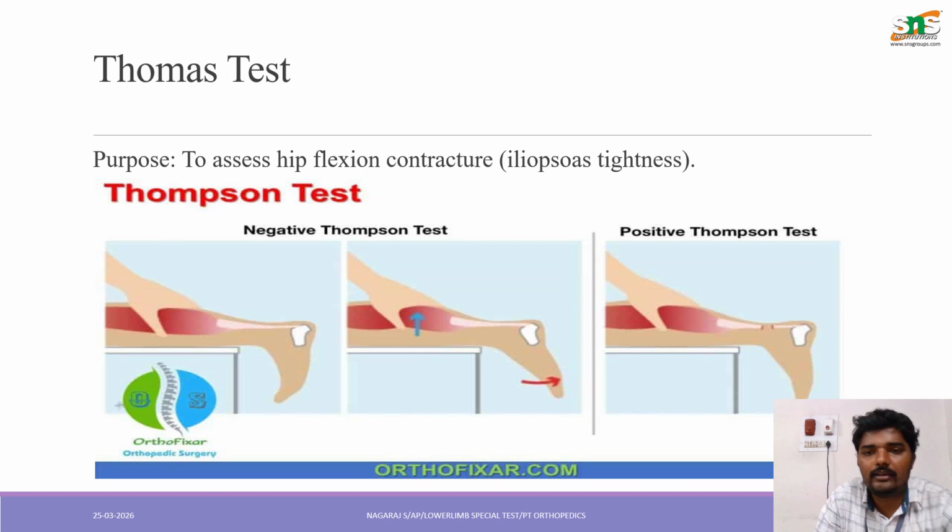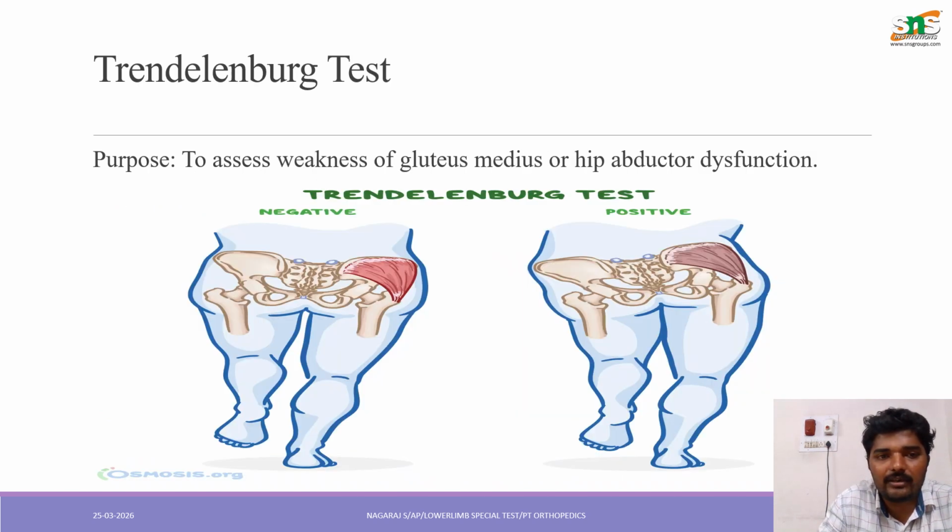Then the Thompson test: the patient lies prone with the ankle hanging off the edge of the table. On plantar flexion, if pain arises from the calf region, it is positive for tendon-based injuries. Then the Trendelenburg test is to assess weakness of the gluteus medius or hip abductor muscle dysfunction.